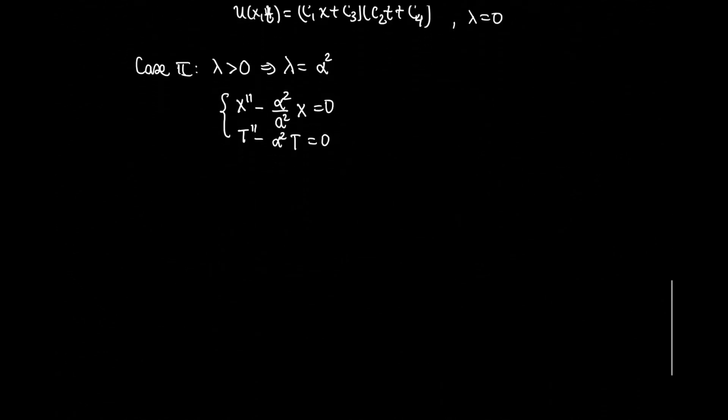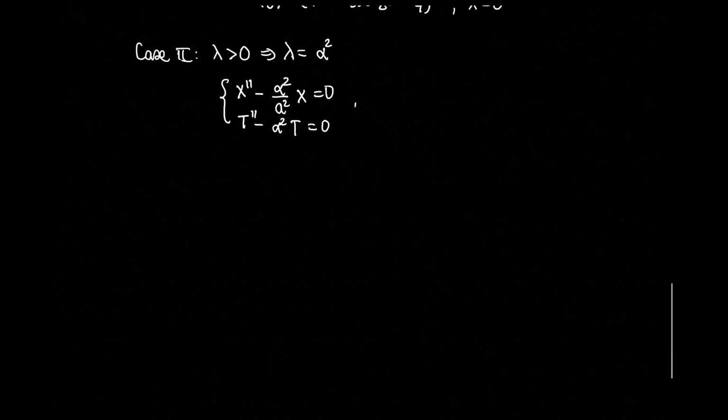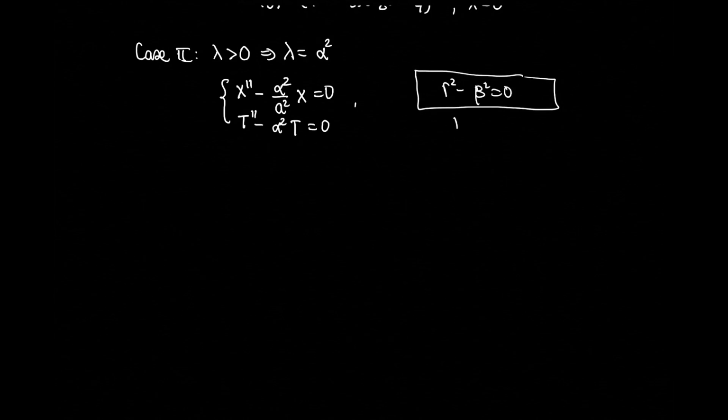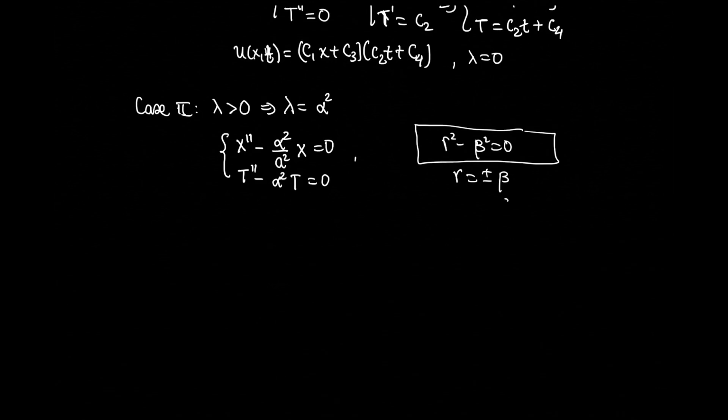Just solve these two equations. These two equations you can just solve by finding the characteristic equation. If you remember, for example, for the second order equation minus beta squared equal to 0, when you solve, r equals plus or minus beta, then the solution in exponential form would be something like c1 e^(beta x) plus c2 e^(-beta x), something like that.